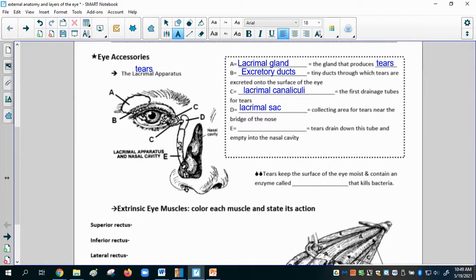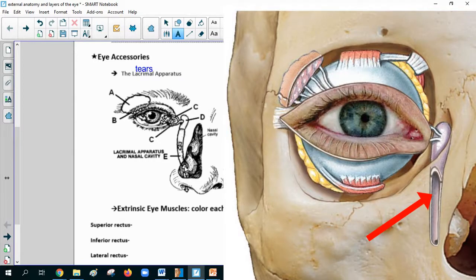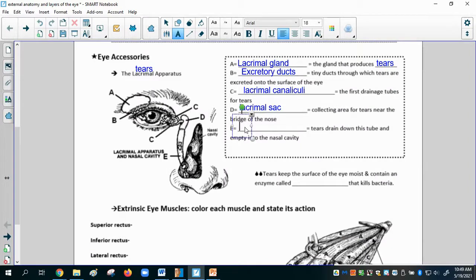They will drain down, and notice they're going to dump out of your nose. And this duct that leads into the nose from the rest of the lacrimal apparatus is called the nasolacrimal duct. Remember, nasal means nose and lacrimal means tears. So it says tears drain down this tube and empty into the nasal cavity. So the tears help to clean the eye. They also help to moisten part of the nasal cavity. And if you have an excess production of tears, like when you're crying, that's why your nose runs.